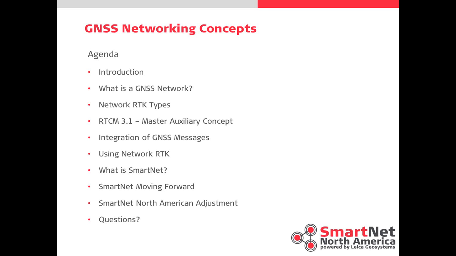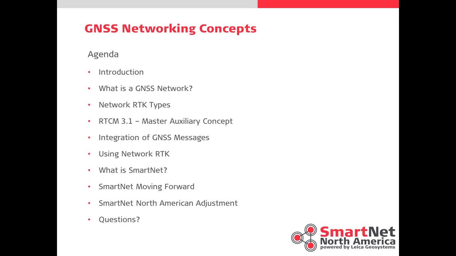We have a bunch of different stuff to cover today. Here's a basic agenda. We'll be doing a little introduction, talk a little bit about what GNSS networks are. We've got all flavors of folks on here, from neophyte, new users, to experienced operators. Network types, the different types of networks that are out there in the marketplace today. Talk about specifically the RTCM 3.1 master auxiliary concept, which is the MAX concept, which we use inside of SmartNet.